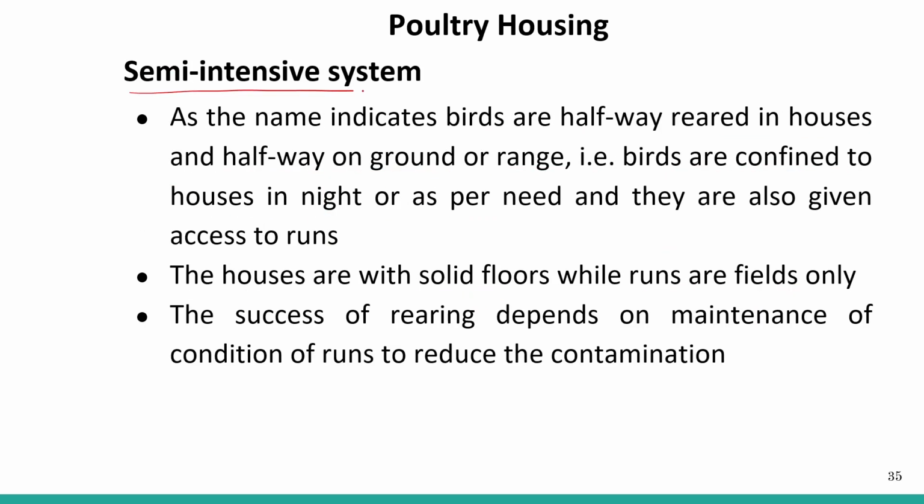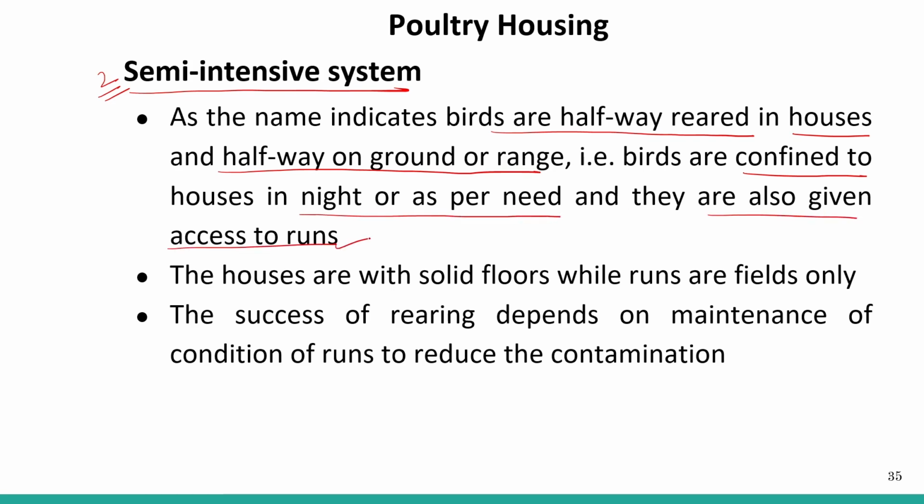Semi-intensive system. This is the second type, the semi-intensive system. As the name indicates, birds are halfway reared in the houses and halfway on ground or range. The birds are confined to the house at night or as per need, and they are also given access to a run. So at night time they are kept in a particular house, but in the daytime they are free to roam here and there, and they even have access to a run.